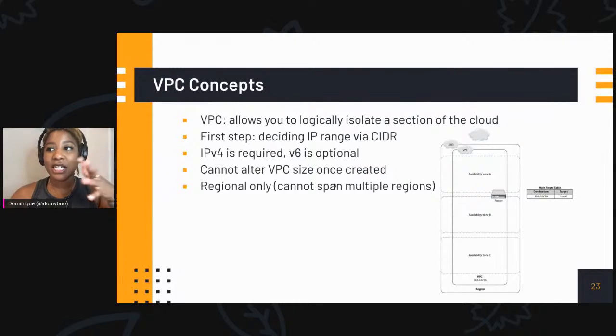So some VPC concepts. VPC stands for virtual private cloud. It allows you to logically isolate a section of the cloud. The first step in creating a VPC is always deciding your IP range via your CIDR, like figuring out your IP addresses. An IPv4 address is required, whereas version 6 is not, it's optional.